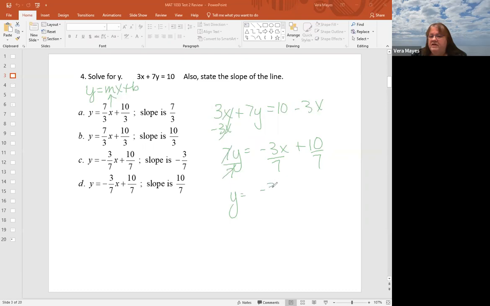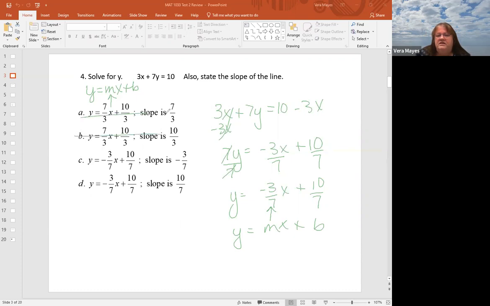So we have negative 3 over 7x plus 10 over 7. Nobody reduces, so I'm done rewriting it. And so now I come back over here. Since it's y equals mx plus b, I know the number in front of the x is my slope. So then I just have to come over here and find the one that looks like it. So I'm looking for a negative 3/7.